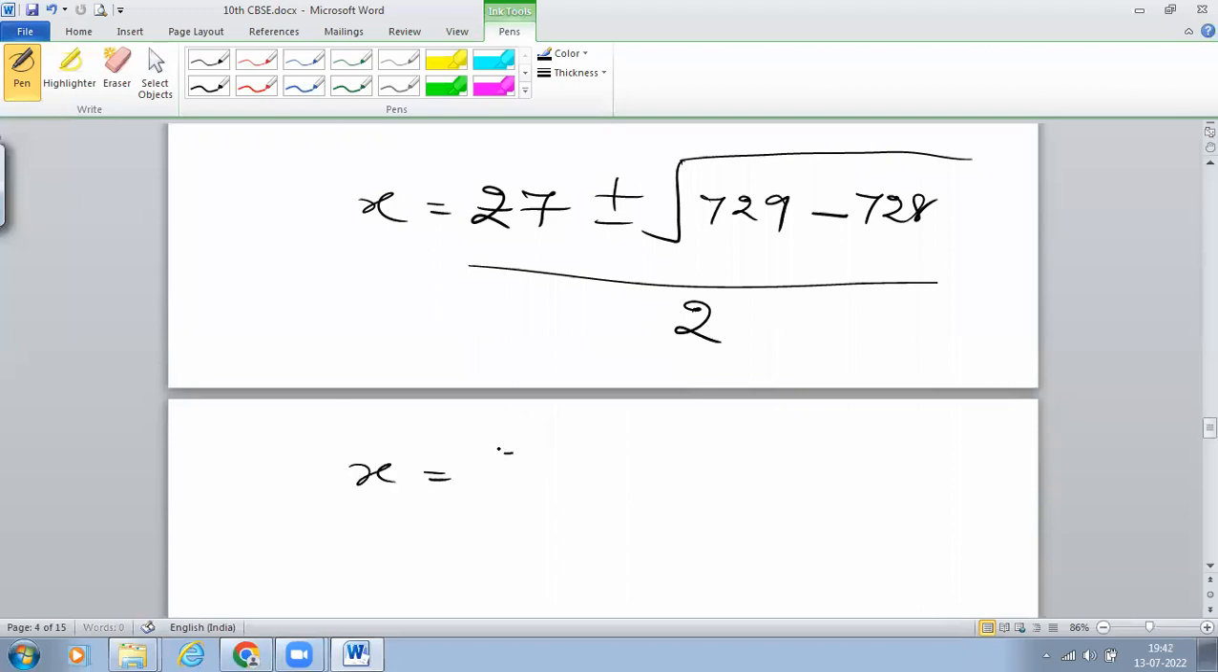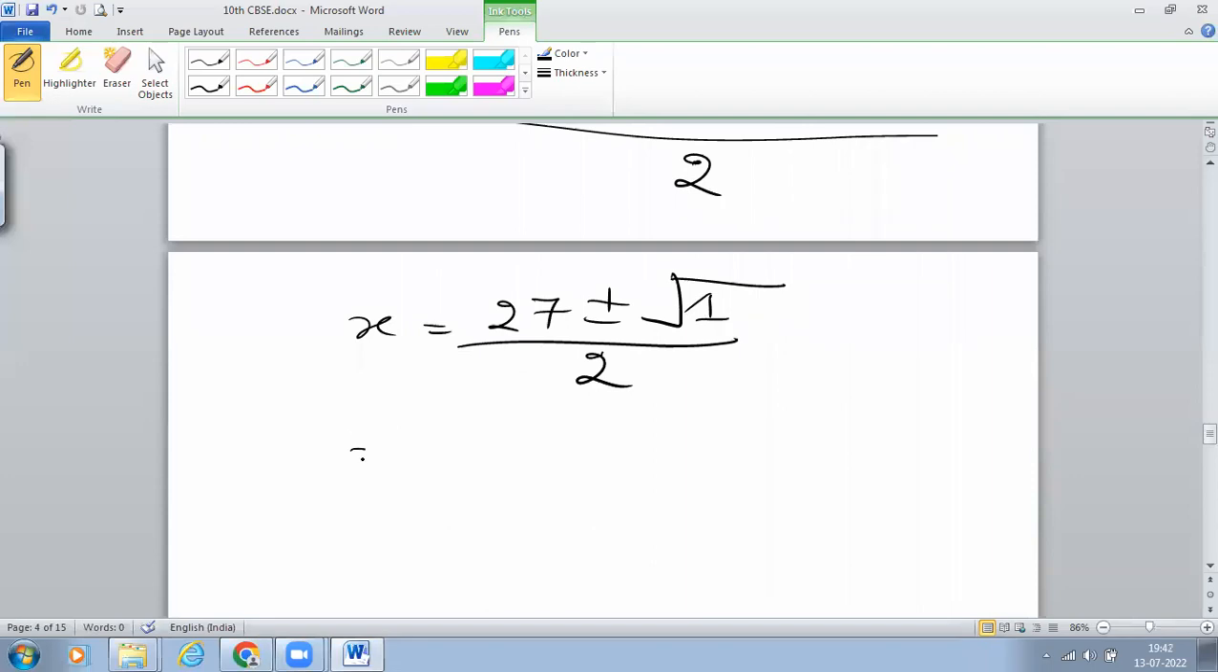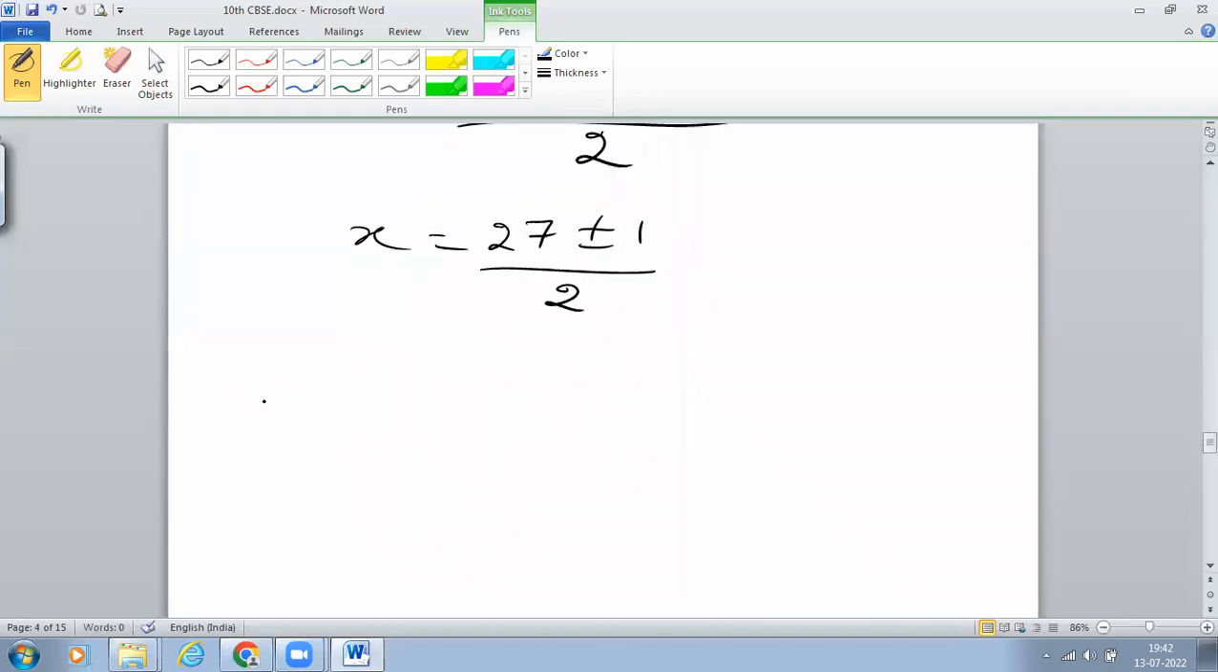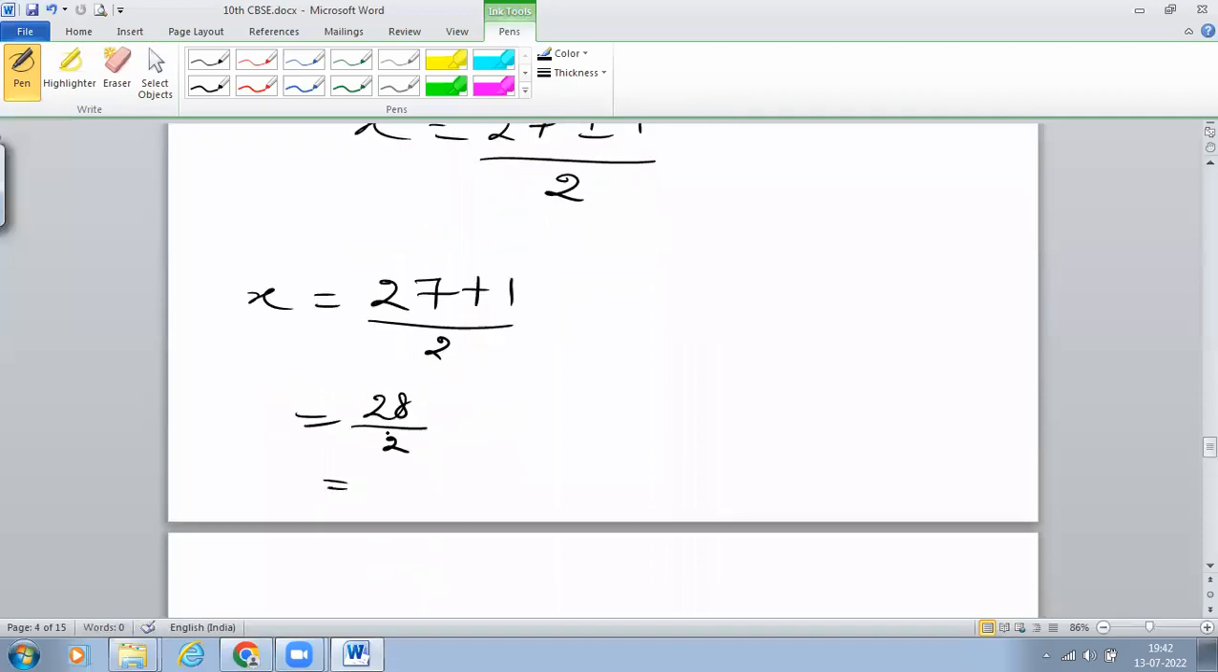Now x is equal to 27 plus or minus square root of 729 minus 728, which is 1, whole divided by 2. So x is equal to 27 plus or minus square root of 1, which is 1, divided by 2. Now we can find the two values of x. For one value we use plus: 27 plus 1 is 28, 28 by 2 is 14, right? x is equal to 14 is one answer.